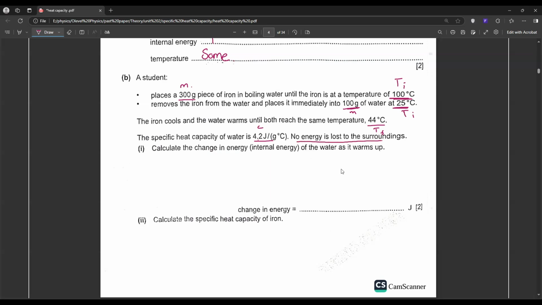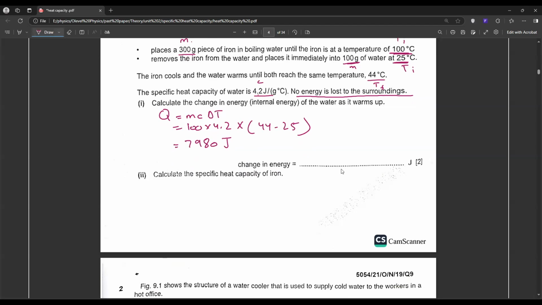No energy is lost to the surrounding. Calculate the change in energy of the water as it warms up. So Q is equals to mc delta T. Your mass is what? For water, 100 grams. What is the specific heat capacity of water? 4.2. What is the change in temperature of water? Initially it was 25, then it became 44. So 44 minus 25 multiplied by 4.2 multiplied by 100. This comes out to be 7980 joules as your answer.